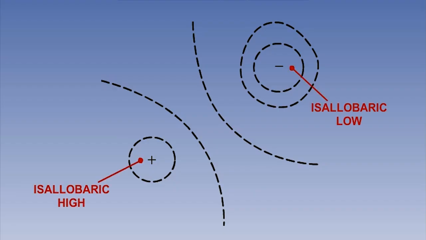Regions of falling pressure are shown by closed concentric negative value isalobars. These are called isalobaric lows. Conversely, regions of increasing pressure over time are shown by closed concentric positive value isalobars. These are called isalobaric highs. The knowledge of pressure change becomes important later on, once we have an understanding of the significance of falling or rising pressure.